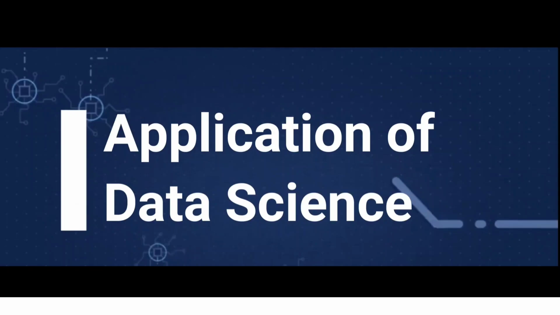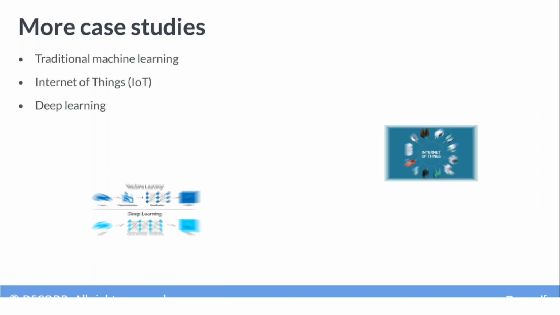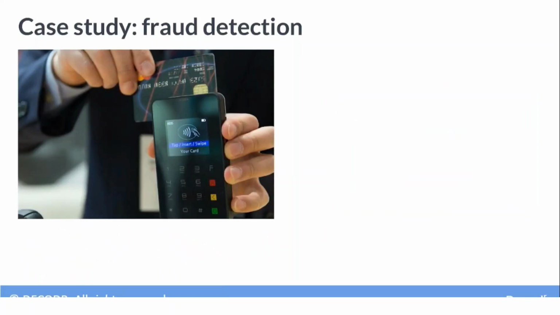So previously, we learned the definition of data science and the steps in a data science workflow. In this lesson, you will learn how data science can be applied to real world problems. Let's take a deep dive into three exciting areas of data science: traditional machine learning, the Internet of Things, and deep learning. So suppose you work in fraud detection at a large bank.